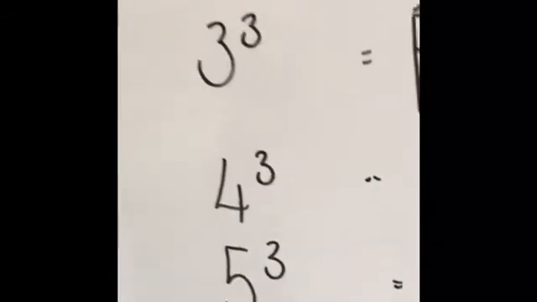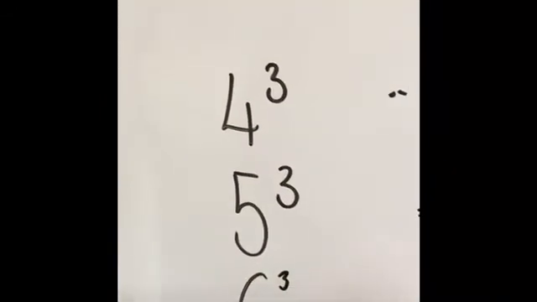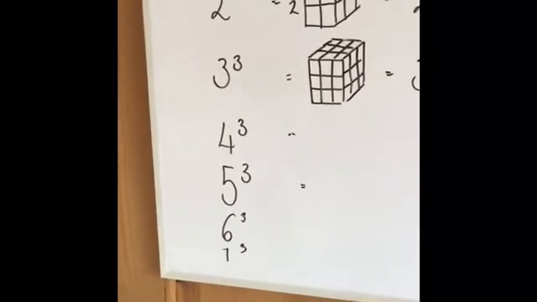Okay, can you now continue the sequence and find out 4 cubed and 5 cubed? And some of you might want to go on to finding out 6 cubed and 7 cubed. Oops, I'm not very good at writing on the board. See how you get on. Good luck, bye.